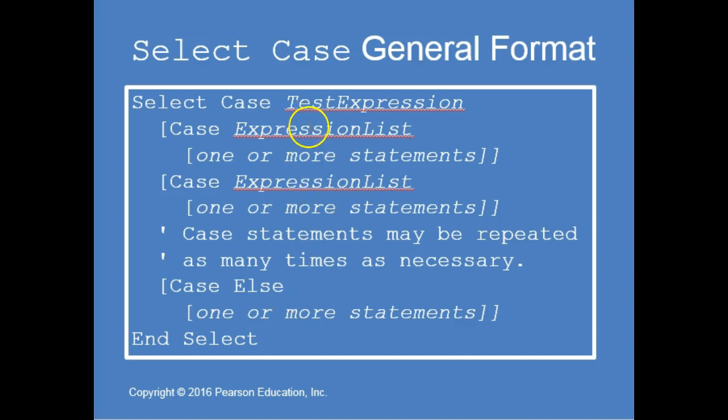So if none of the case labels matches, it'll come into the else and it'll execute this. Case else is optional. You can have it, but you don't have to.